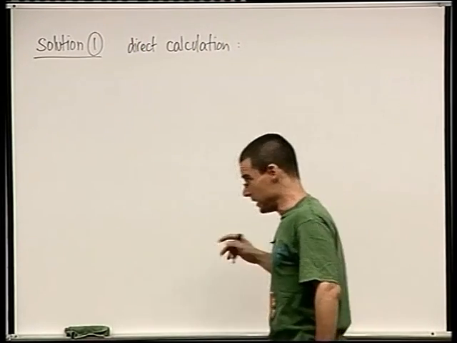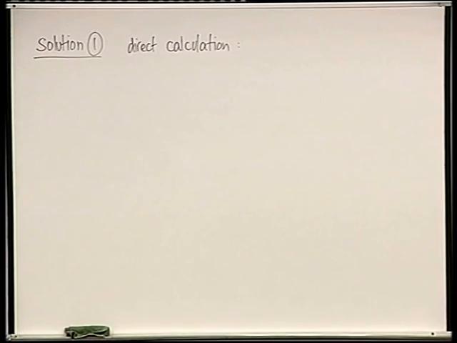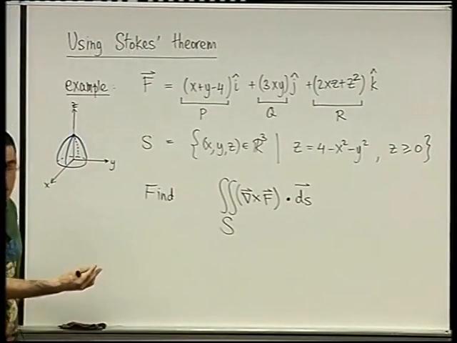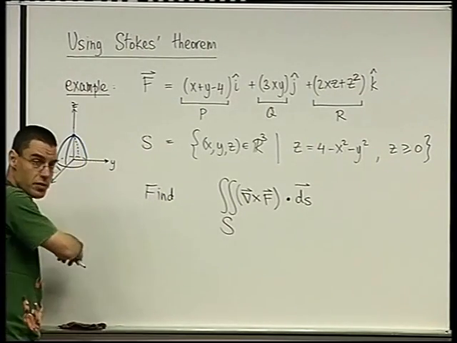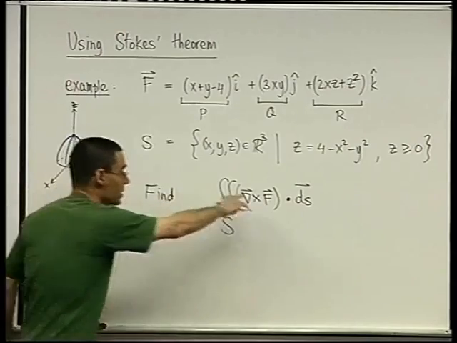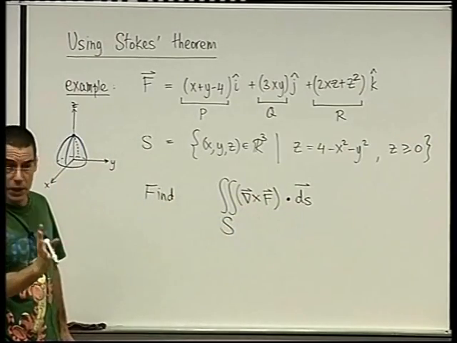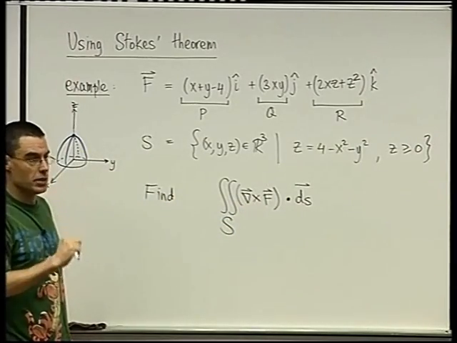So what do I mean by direct calculation? I'm going to find the curl of F, plug it into the surface integral, and calculate the surface integral. We're going to need a parametrization of the surface, finding the normal, dotting this with the normal, and so on. Clear? That's just calculating directly the surface integral.